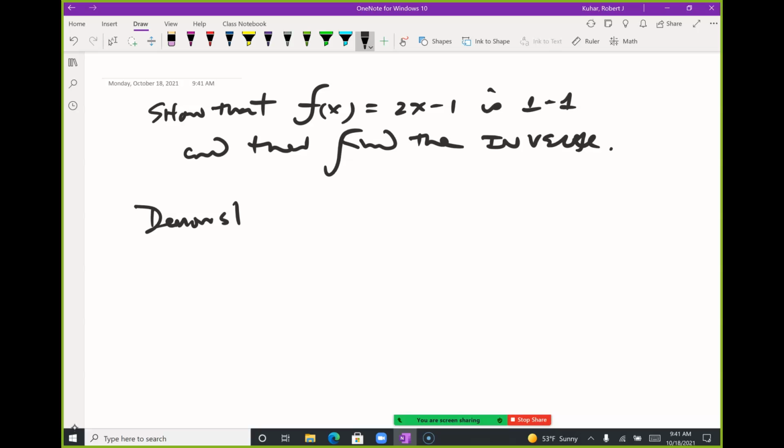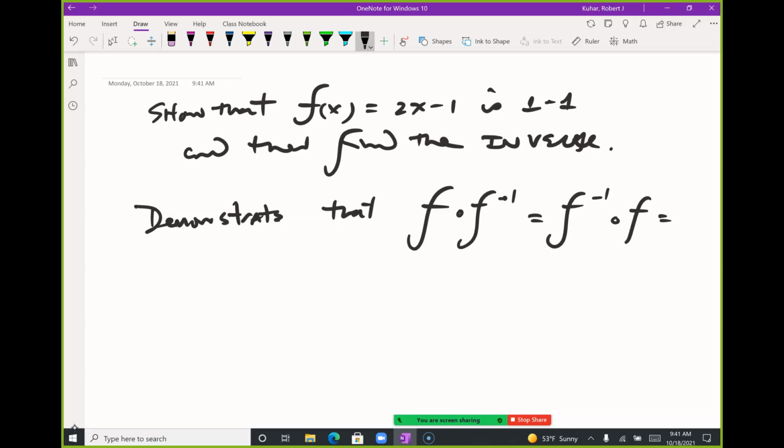Demonstrate that f composed of f inverse equals f inverse composed of f equals x. What happens when I compose a function with its inverse is everything falls apart, because the two functions undo each other. That's what an inverse function does.